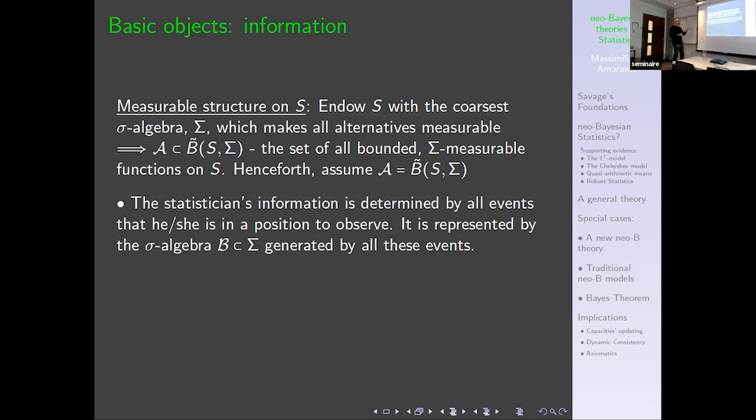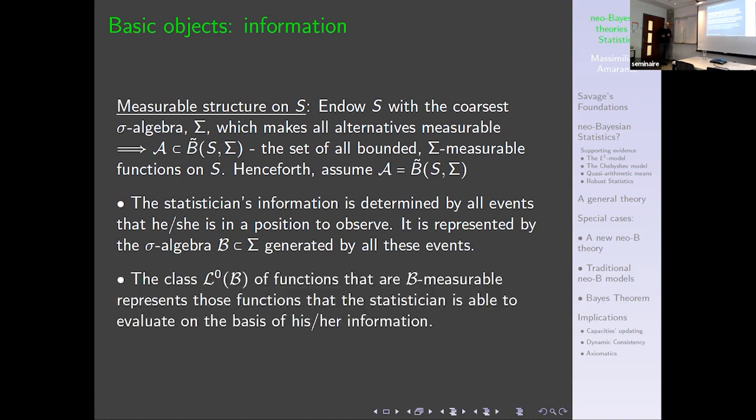We said the information available to the statistician is determined by the events that the statistician is in a position to observe. And so it is represented by the sub-sigma algebra generated by these events. What does this mean? It means that once this is your information, what are the functions that you understand? The functions that you understand are the functions that are measurable with respect to your information. And so I will denote them like this, all the functions that are B measurable. This is all substantial, there is nothing technical about this.